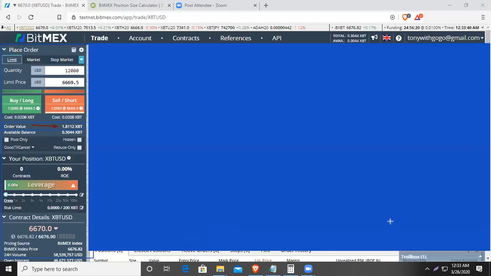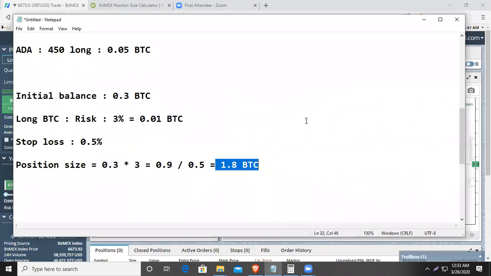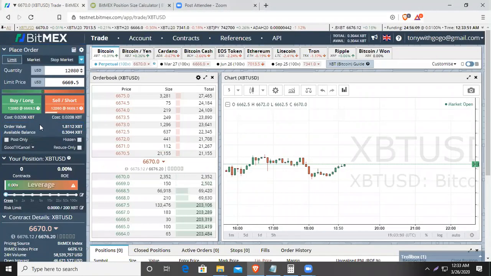All right, 1.8 Bitcoin is what I wanted to trade. I have got 1.8 Bitcoin there. Now, if you see, for 1.8 Bitcoin, what is the leverage I have? I have a cross leverage.